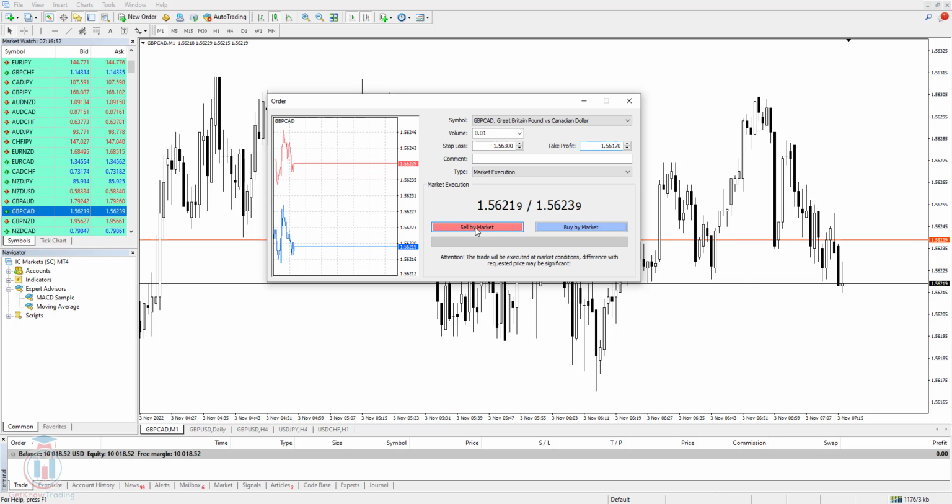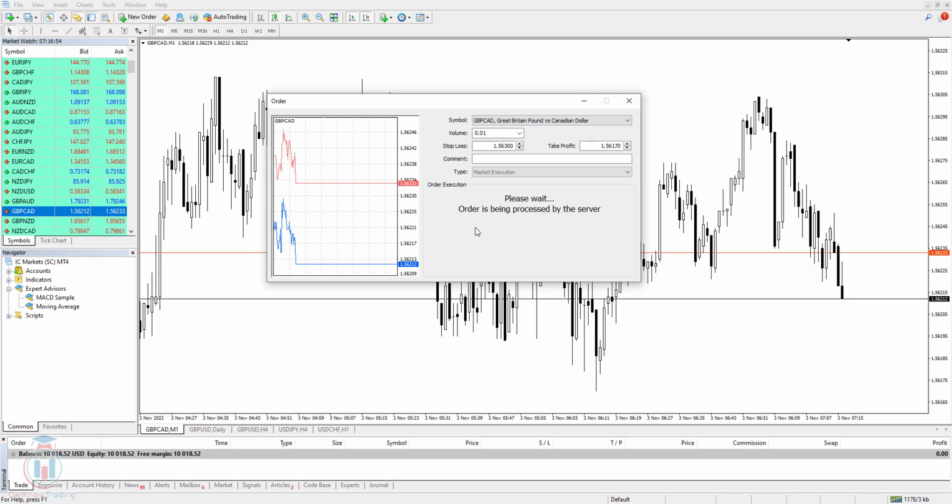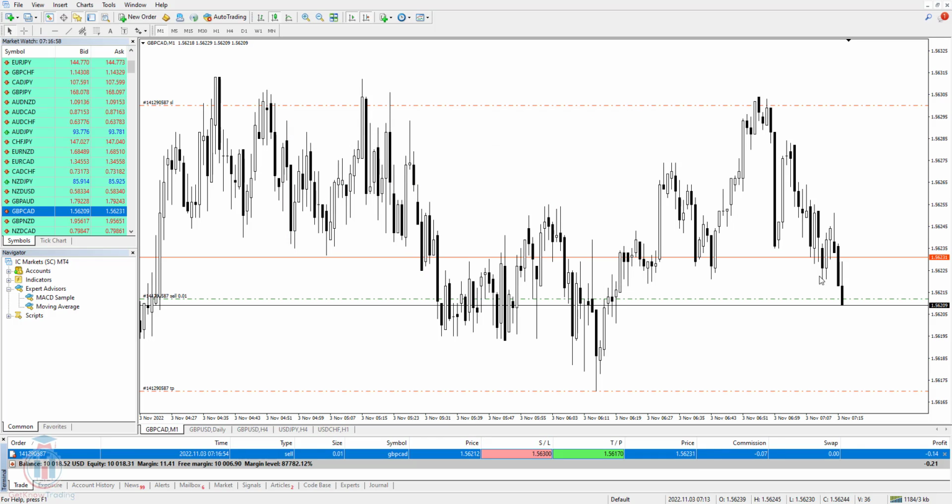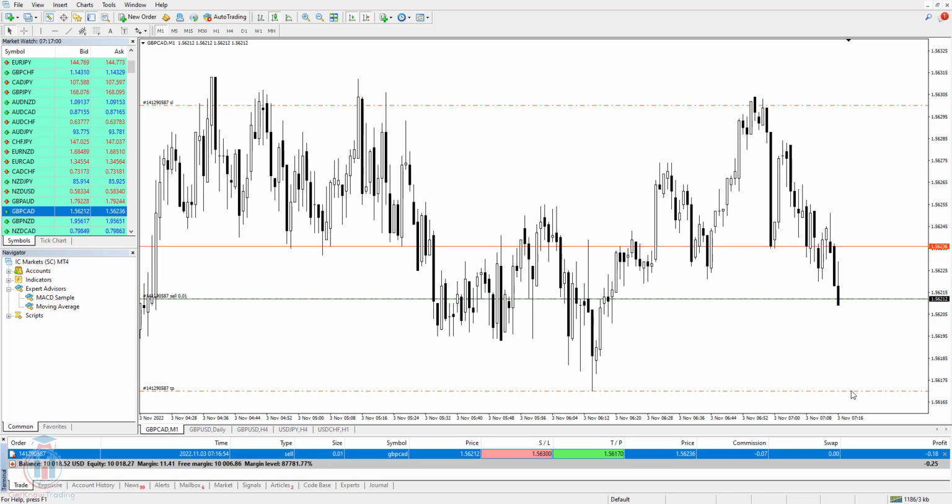So if I click the sell by market, I will open a new order. There will be no problems, because the take profit is below, because I am expecting the price will continue to move down and I will make money. But if it reverses back up, I will lose money, but with the stop loss I will close this order with some loss, which is acceptable for me.